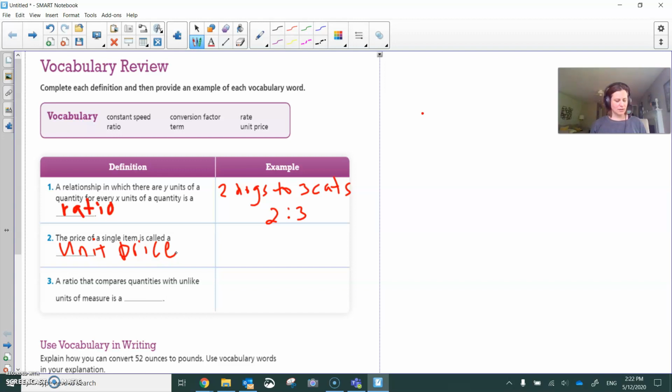A ratio that compares quantities with unlike units of measurements is called a rate. For example, somebody who can go 10 kilometers in 3 minutes. That's an example of a rate.